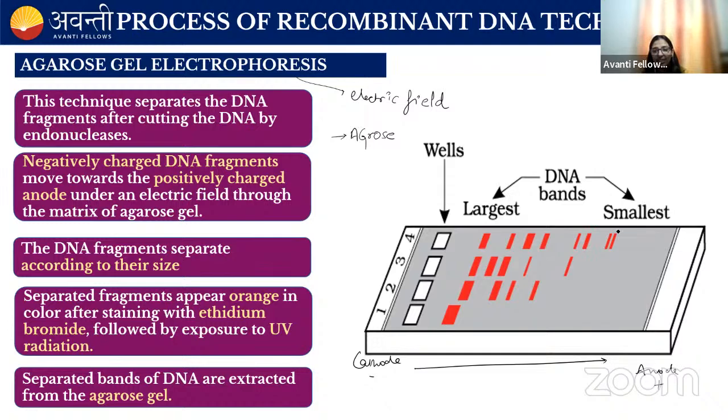And the fragments of the DNA which are smaller in size will travel the maximum distance. You can see that this fragment is smaller in size, so it is covering the maximum distance, and the fragments which are larger in size will cover a smaller distance. So on the basis of size, you can separate these fragments. These DNA fragments are stained with ethidium bromide, so when they are exposed to UV radiation, they give an orange color.